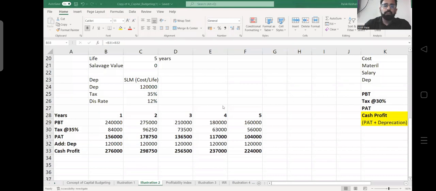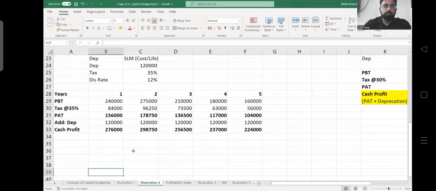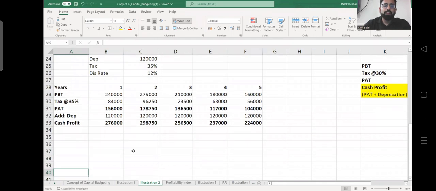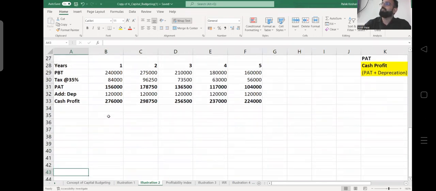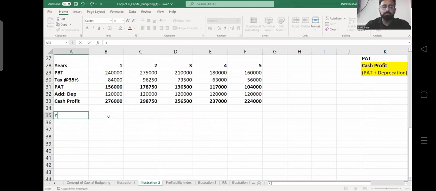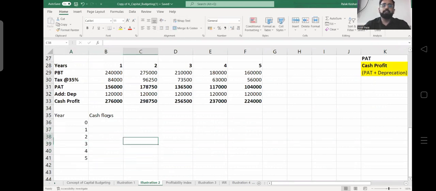So here we have calculated the cash profit, right? Now what I will be doing, I will be calculating the present value. So to calculate the present value, I will be using the same format which I've used in this lecture. Year after year, I have to take cash flows. Right? Year starts from 0.